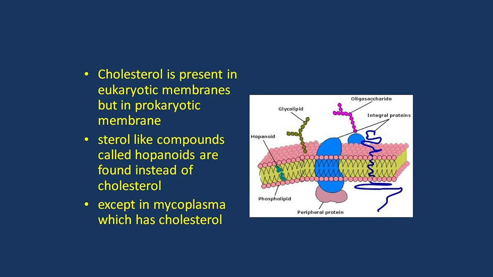Cholesterol is present in the eukaryotic membranes but absent in prokaryotic membranes. Instead, sterol-like compounds called hopanoids are found. But in mycoplasma, instead of hopanoids, you have cholesterol in the membrane.